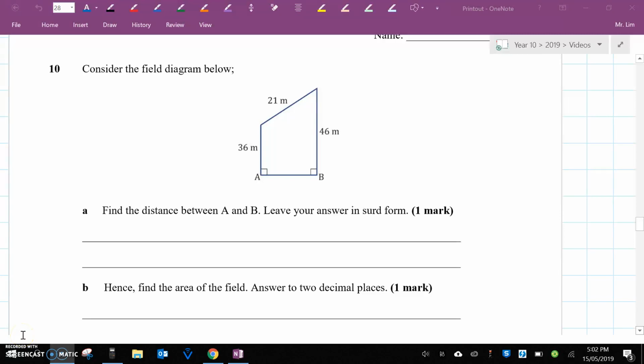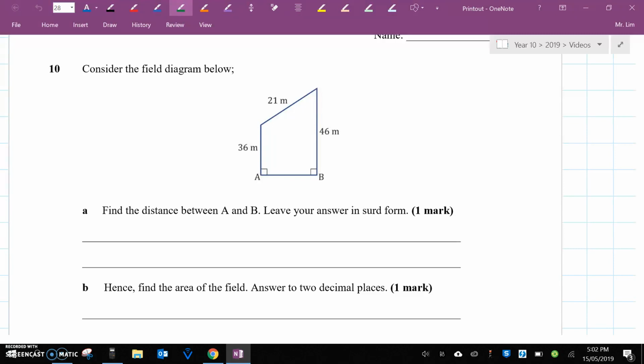Okay, so in this video we're going to continue looking at the measurement topic test. This is part 2 of the short answer section. Question 10 says, consider the field diagram below. Find the distance between A and B, leaving your answer in surd form.